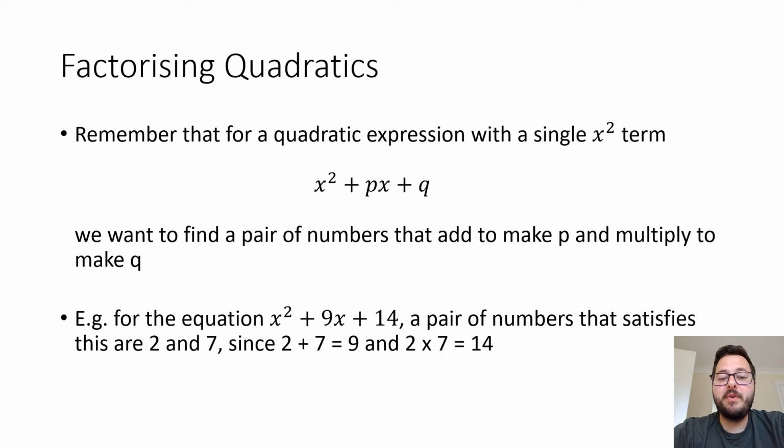For example, with the equation x squared plus 9x plus 14, a pair of numbers that works is 2 and 7, because 2 plus 7 is 9 and 2 times 7 is 14. So this factorised would be, because it's 2 and 7, x plus 2, x plus 7.